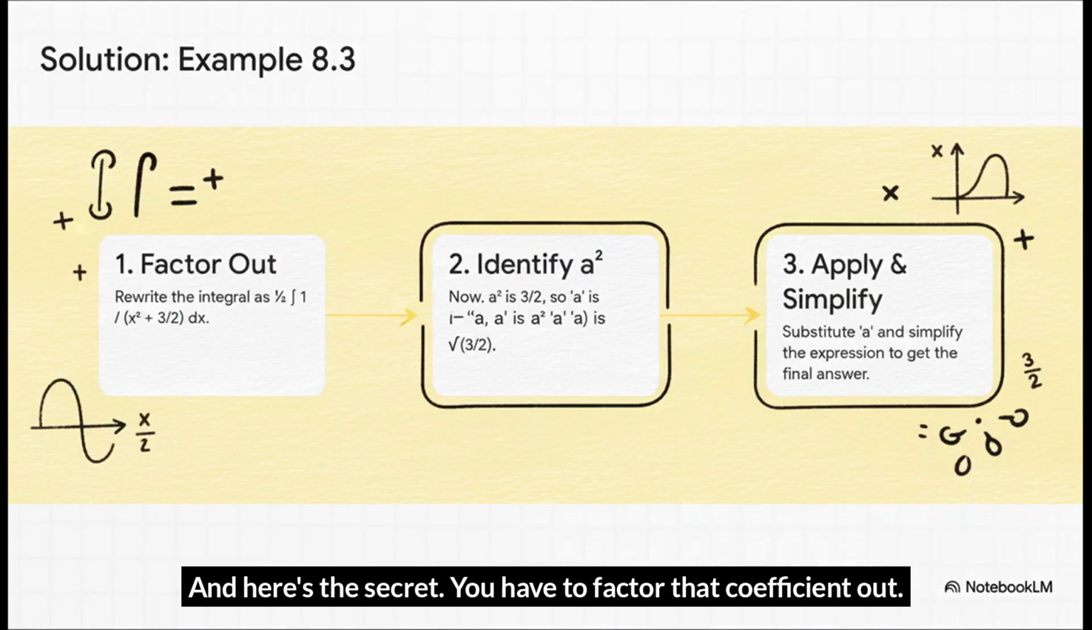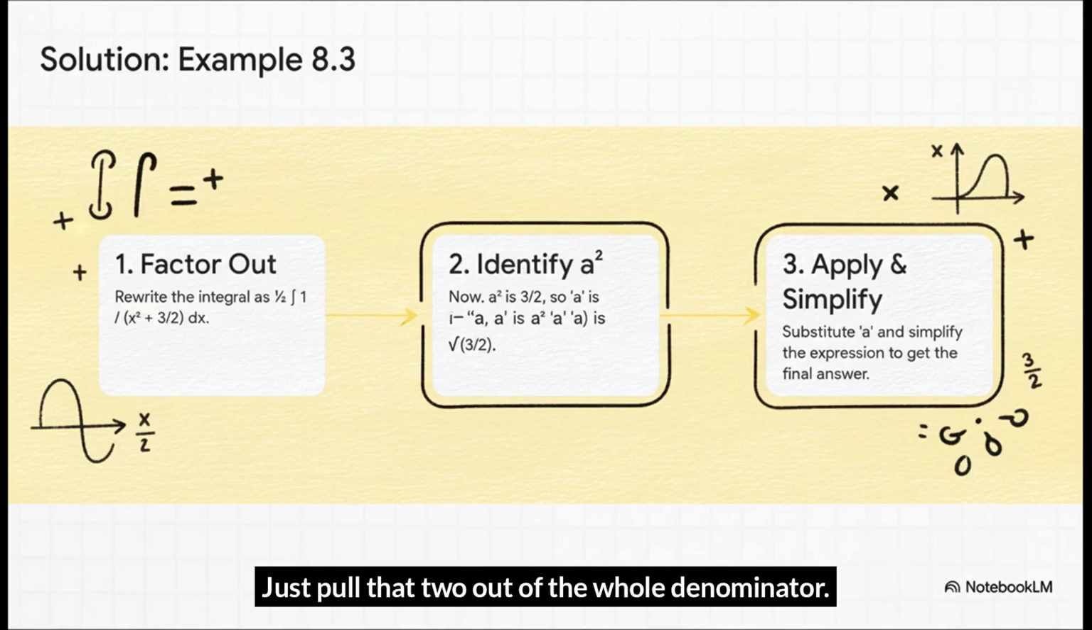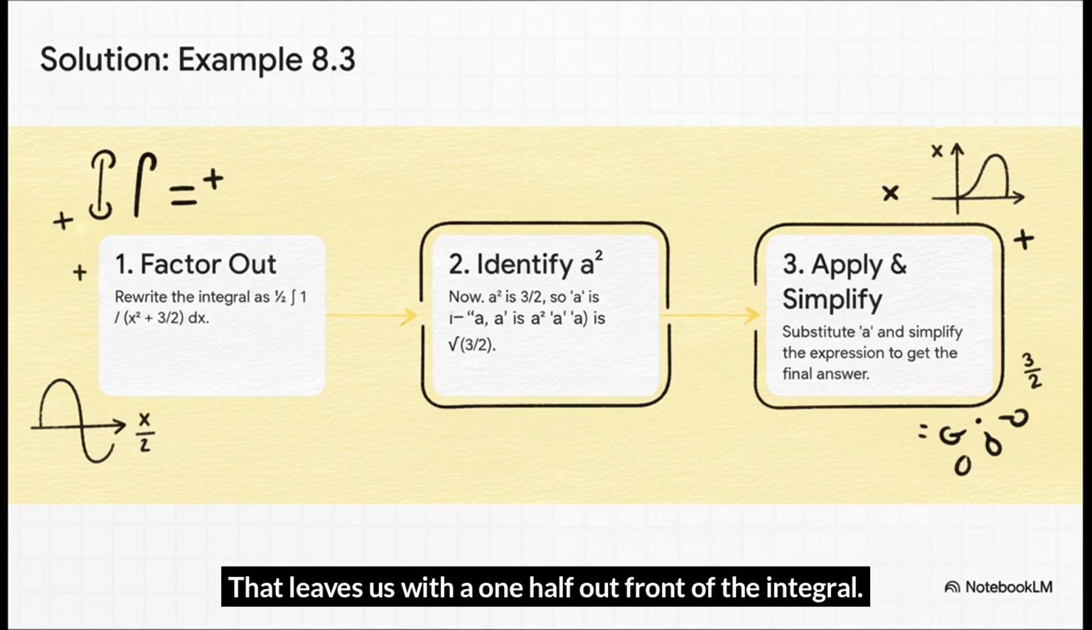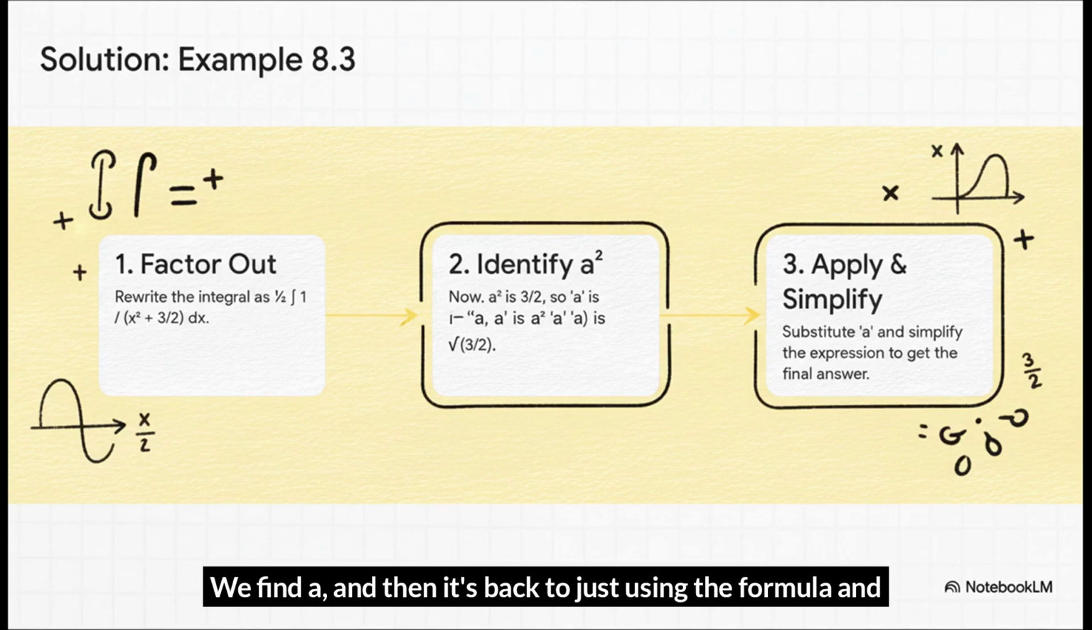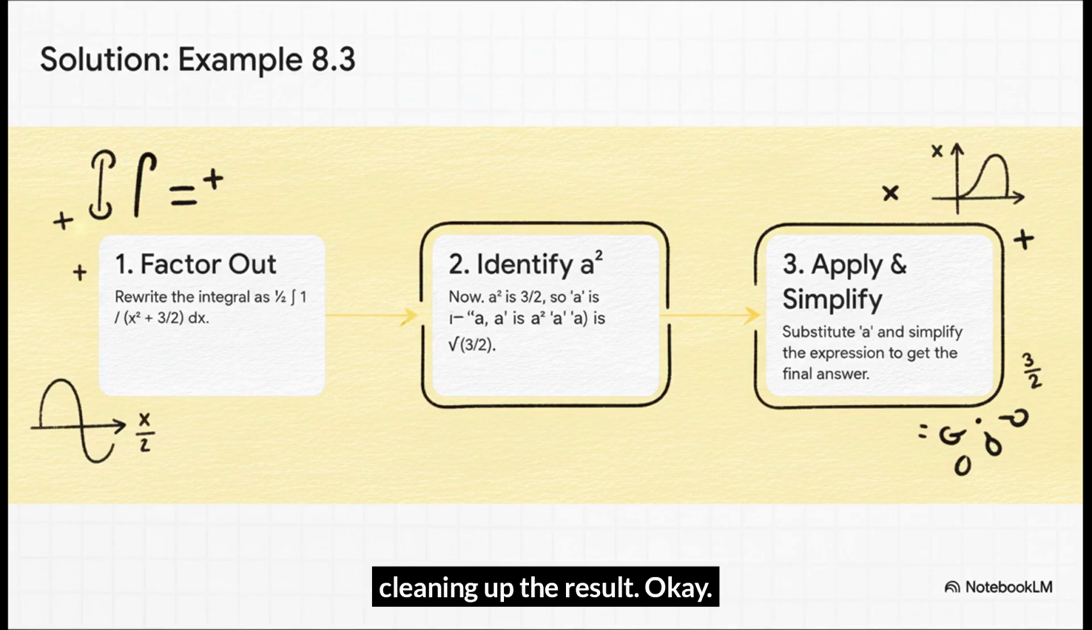And here's the secret. You have to factor that coefficient out. Just pull that 2 out of the whole denominator. That leaves us with a 1/2 out front of the integral. And inside, we have x squared plus 3 over 2. And just like that, it looks exactly like the form we know how to solve. Our new a squared is 3 over 2. We find a, and then it's back to just using the formula and cleaning up the result.